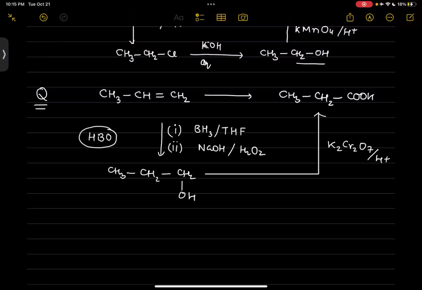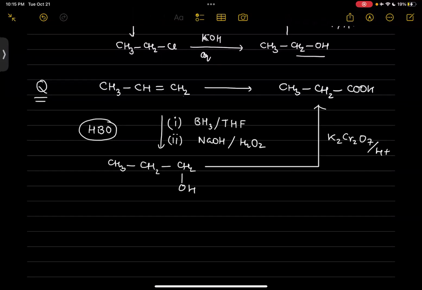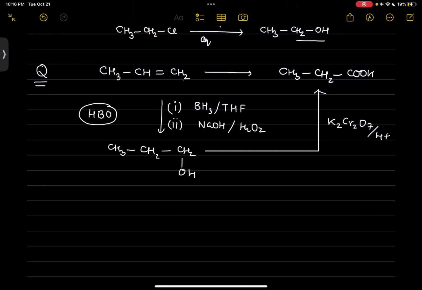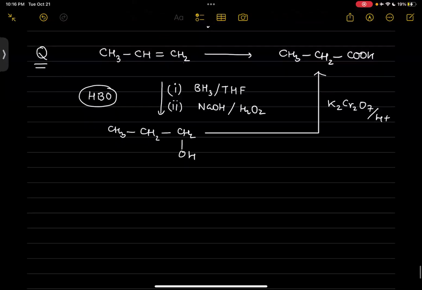Primary alcohol will give you carboxylic acid, and that is only under certain circumstances when you take a strong oxidizing agent. Don't take a mild one, don't take PCC. Got it? Because if you are taking PCC, that will oxidize the primary alcohol partially, not completely, to an aldehyde. Getting my point? So let's do some more questions and more methods.